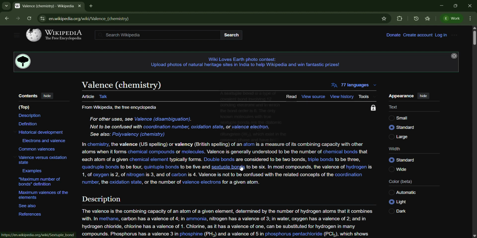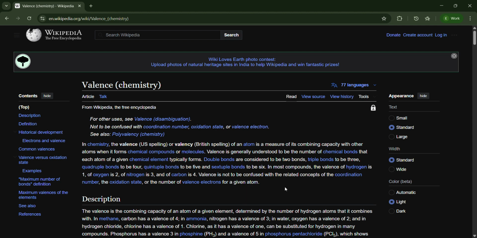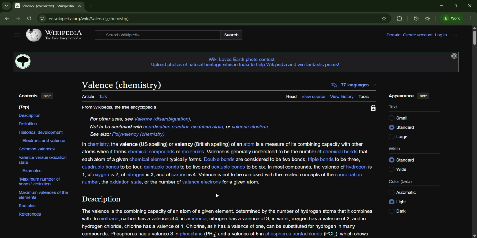In chemistry, the valence or valency of an atom is a measure of its combining capacity with other atoms when it forms chemical compounds or molecules. Valence is generally understood to be the number of chemical bonds that each atom of a given chemical element typically forms. Double bonds are considered to be two bonds, triple bonds three, quadruple bonds four, quintuple bonds five, sextuple bonds six. In most compounds, the valence of hydrogen is one, oxygen is two, nitrogen is three, and carbon is four.